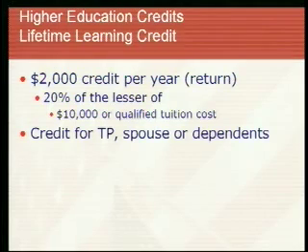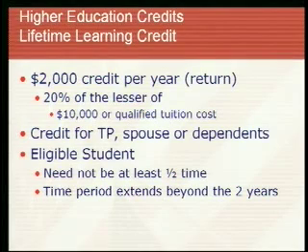Yourself, your spouse, or any dependent. The student doesn't have to be part-time. They don't have to be within the first year. They can be undergrad, graduate, or professional courses. All those are eligible. So it's a lifetime learning credit. You can be half-time, full-time, take one course. So you have a lot of options here as far as being able to take this credit.